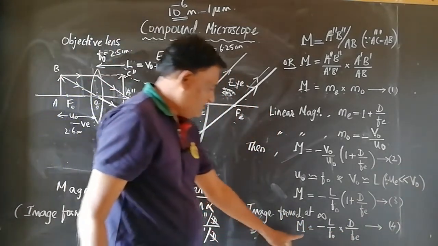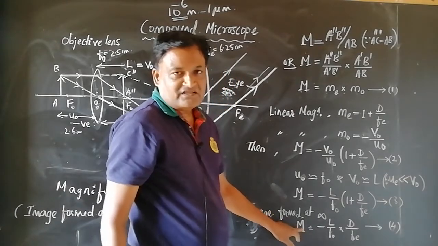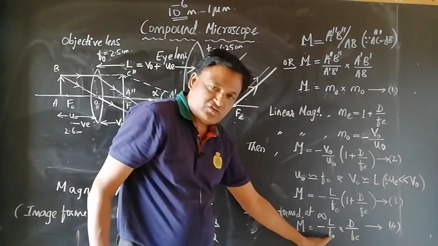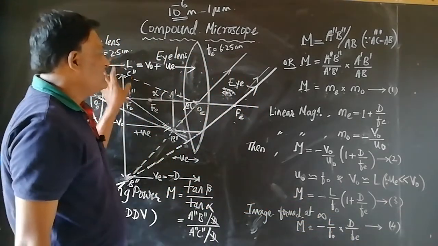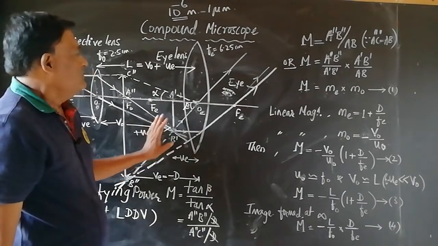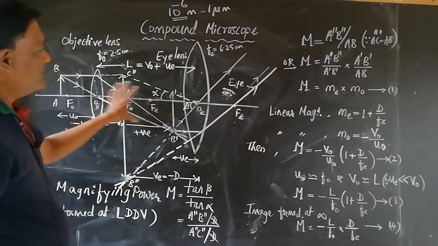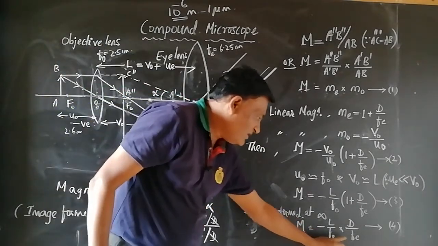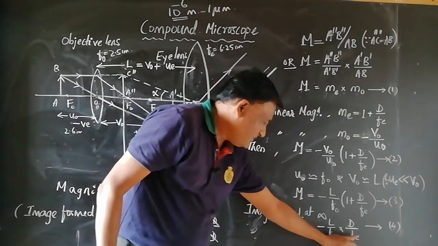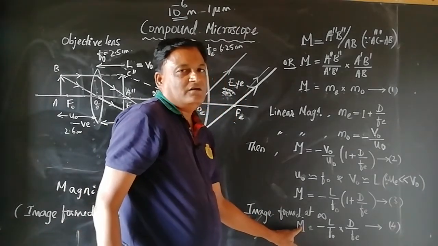Seeing this final expression, what we can notice is that the angular magnification or magnifying power of the compound microscope is inversely proportional to the focal length of the objective and the focal length of the eye lens. So a person can design an efficient microscope choosing appropriate focal lengths of the objective and the eye lens. Both must be very small to get the angular magnification quite large.